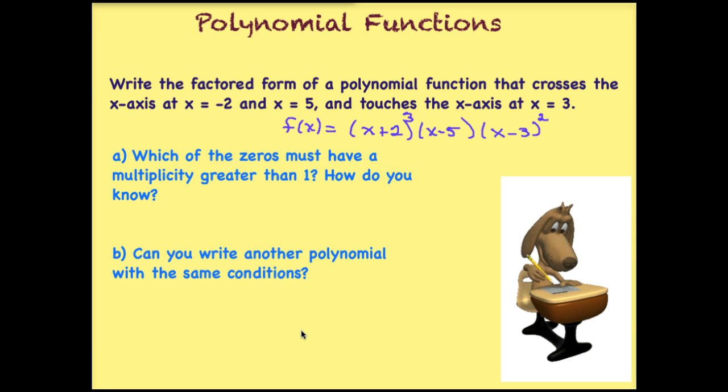Can you write another polynomial with the same conditions? We could, right? We could have put a 5 here or any other odd multiplicity. We could have put a 4 here or any other even multiplicity. So there are many ways that we could have sketched out this function to match this criteria or these conditions.